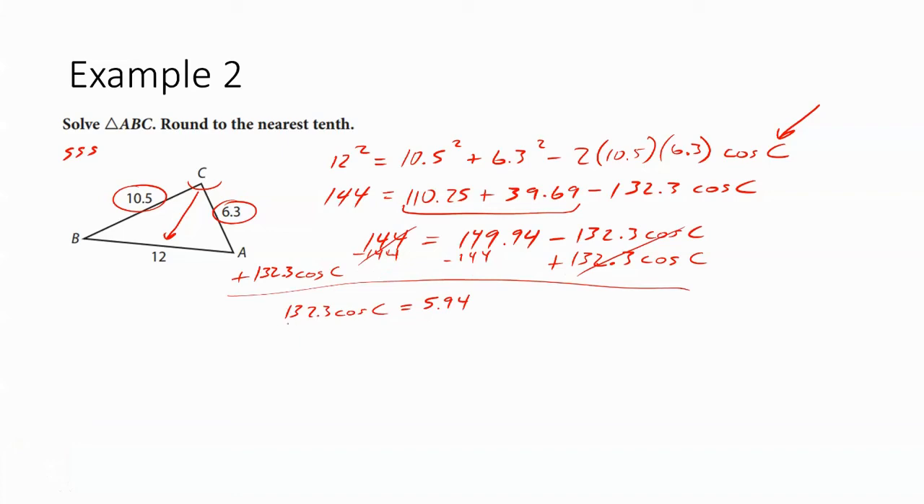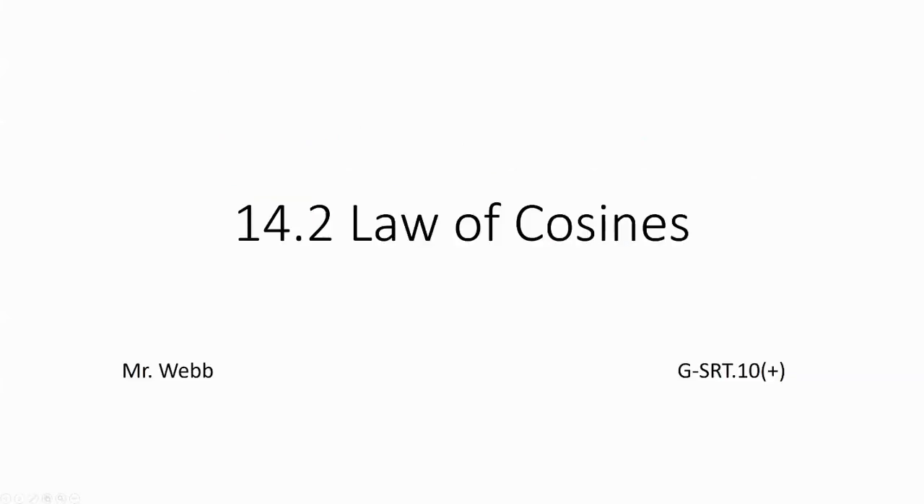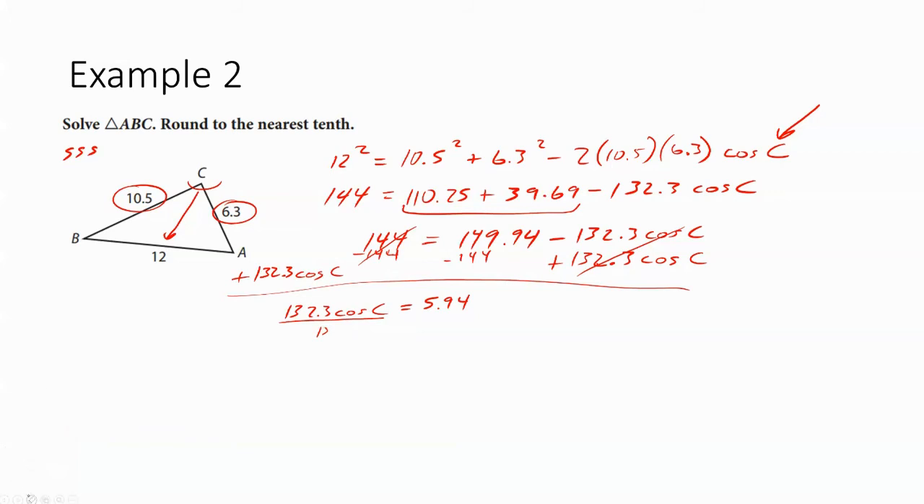How do we get rid of a multiplying 132.3? We divide. So still using the properties of equality, we divide by 132.3, and what you do to one side, you do to the other. Property of equality. Those cancel out. And now all we have left is cosine of C equaling, and I'm going to use the calculator, 5.94 divided by 132.3.